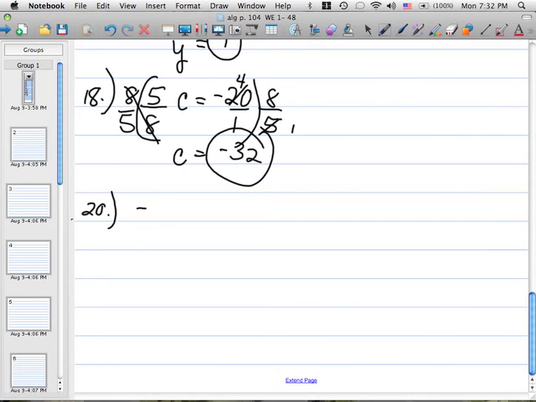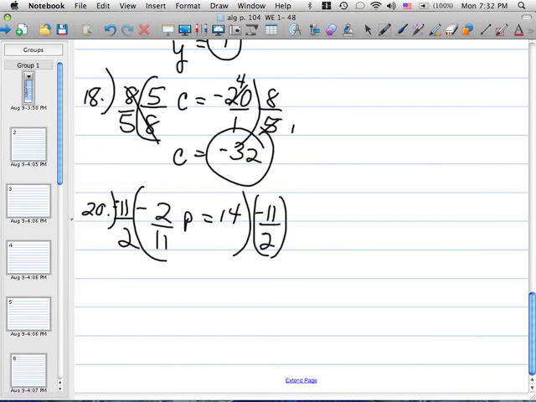Problem 20, we have -2/11 p equals 14. We want to get rid of -2/11, so we're going to use its reciprocal, -11/2. Reciprocals cancel, make 1, so we have 1 times p is p. 2 cancels with the 14, leaving 7. 7 times -11 is -77.